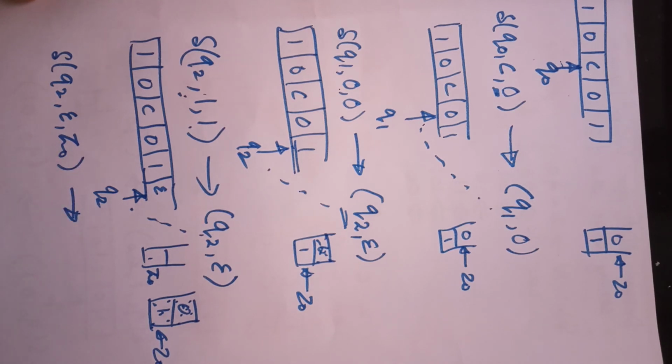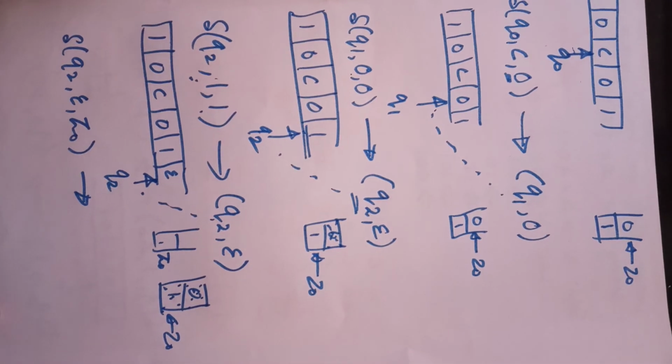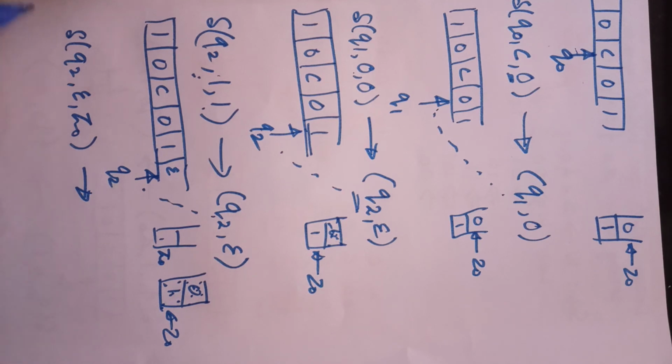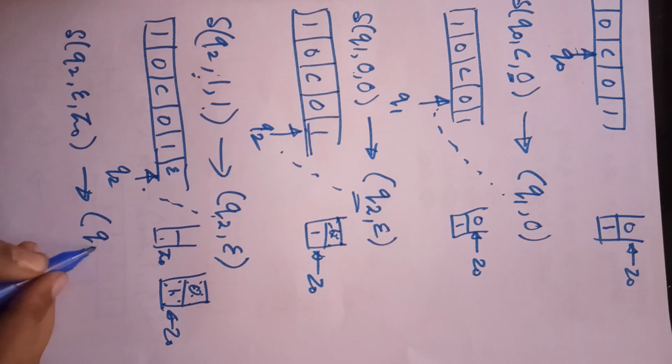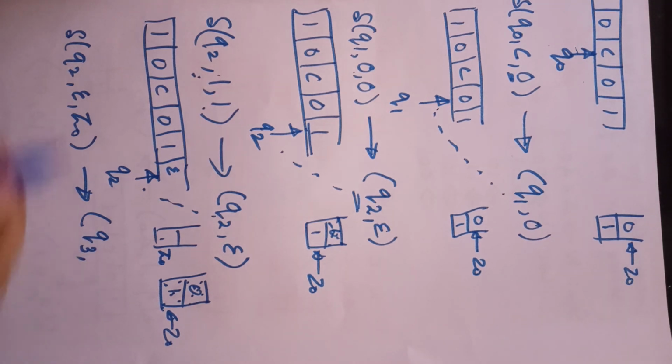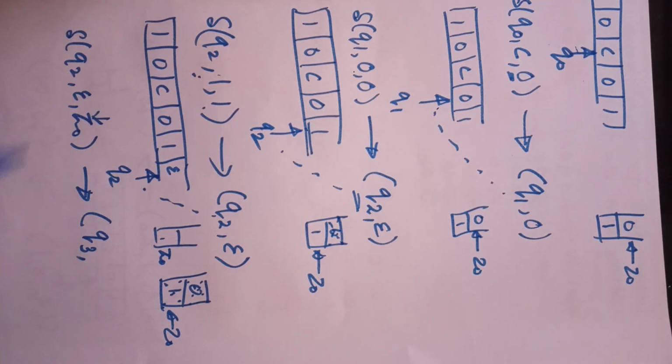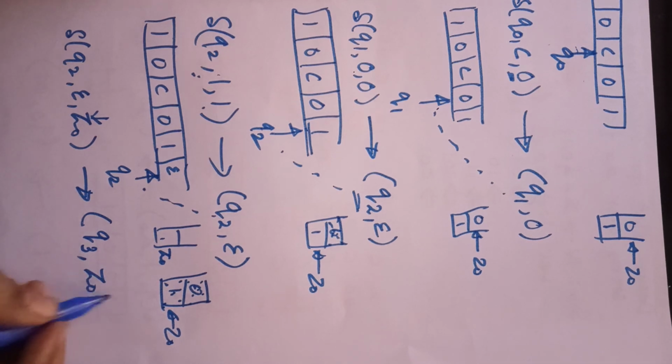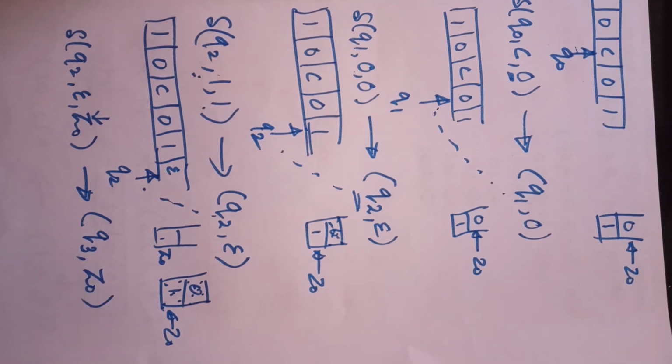That means this is the time to stop your PDA. It is called the halting operation. So if you want, you can change to the final state q3, and the no operation is whatever symbol is present on the stack will be there. So this will be the final state, and this is how we designed the PDA for w c w raised to R.